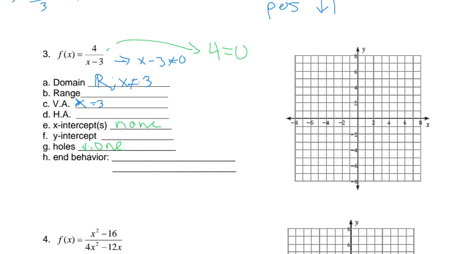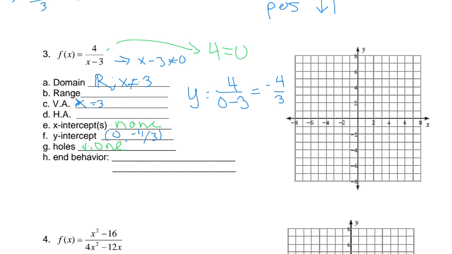And then moving on to y-intercept, we take the equation and plug 0 in for all of the x's. So 4 on top, 0 minus 3 on the bottom. Our y-intercept will therefore be negative 4/3. The way we write that, though, is 0 comma negative 4/3. Always write it as a point. So now all we have left other than range, which once again we'll skip, is horizontal asymptote and end behavior.